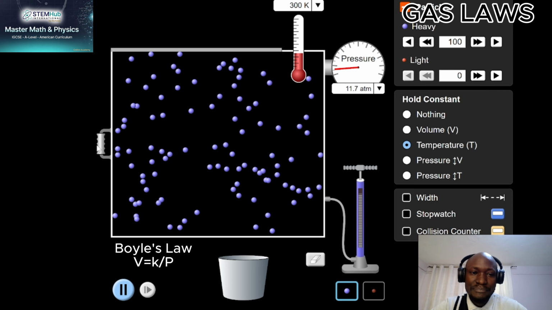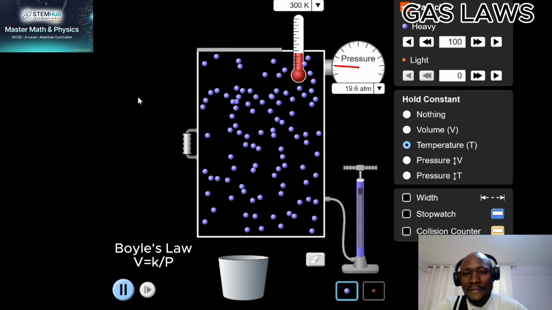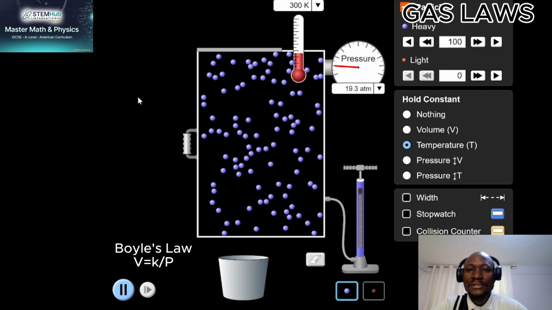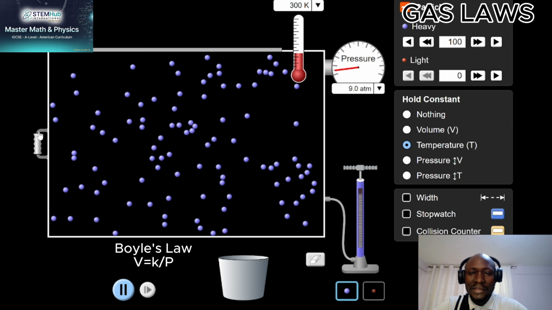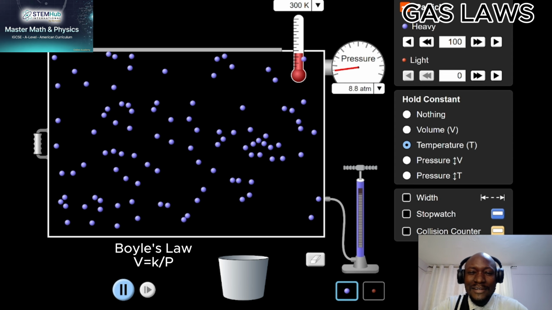So I want us to see when we reduce volume at that level, the pressure is at roughly 19 to 20 atmospheres. When we increase the volume, we have seen the pressure comes to around 8 to 9, meaning when the volume is increased, pressure has reduced. It means volume of a fixed mass of gas is inversely proportional to pressure.